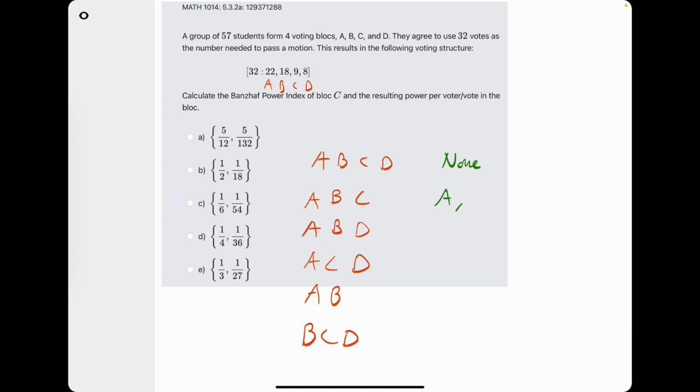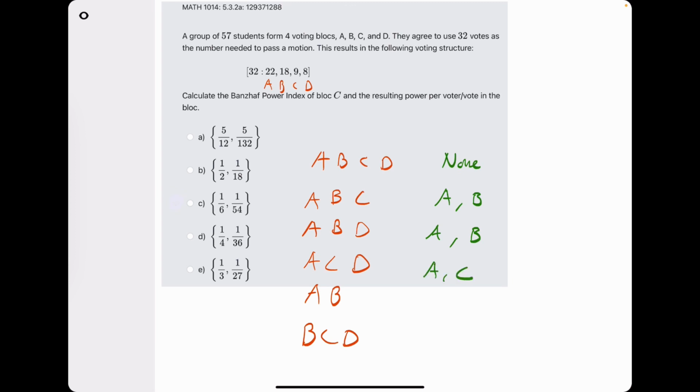How about if we left off C? Or sorry, if we left off B. If we left off C, we only have AC, which is not a winning coalition. So B is also critical, but C is not because AB is a winning coalition, okay? And now ABD, I think it's going to be the same argument. We can do A and B. We can't leave off A or B because we'd only be left with BD and AD respectively, which are not winning coalitions.